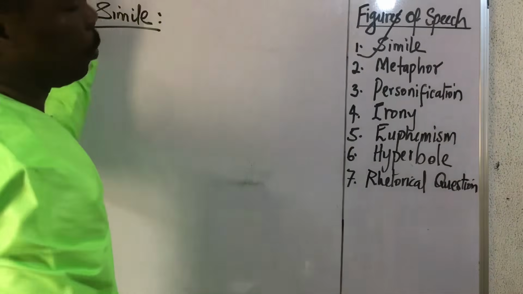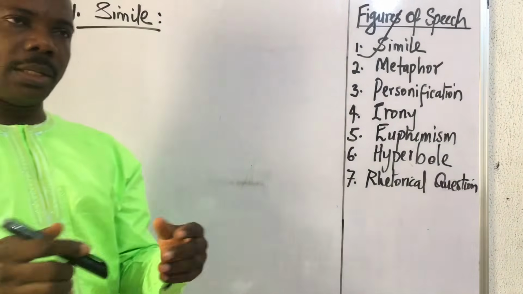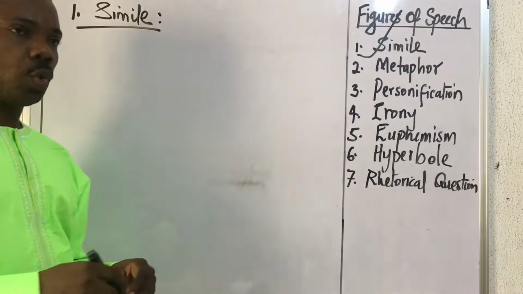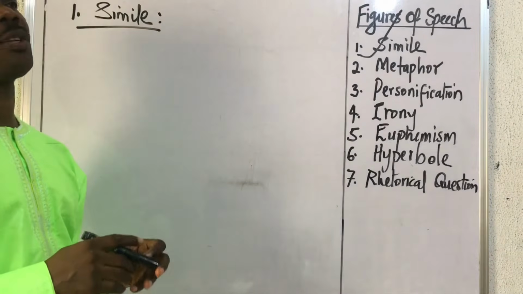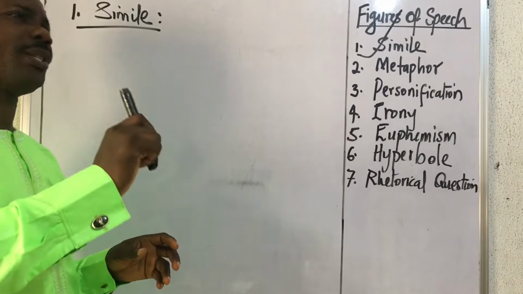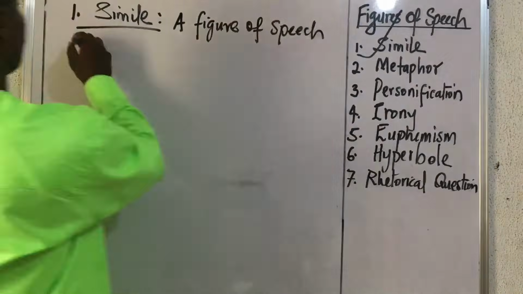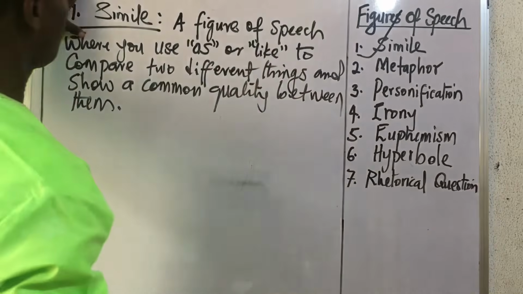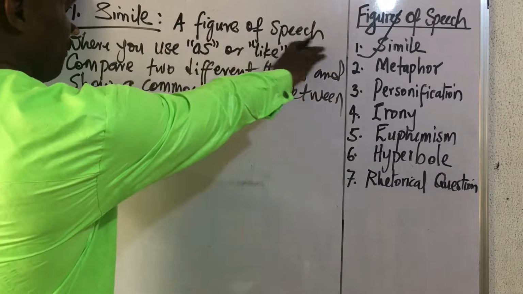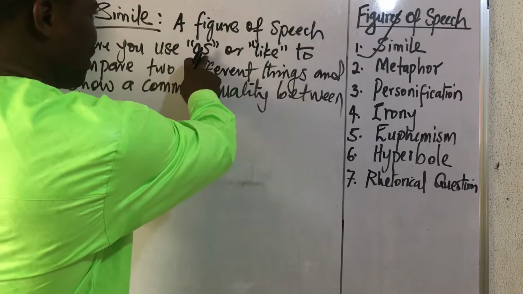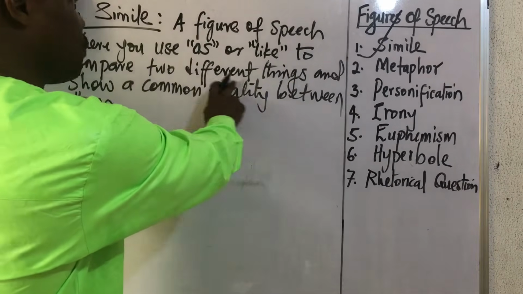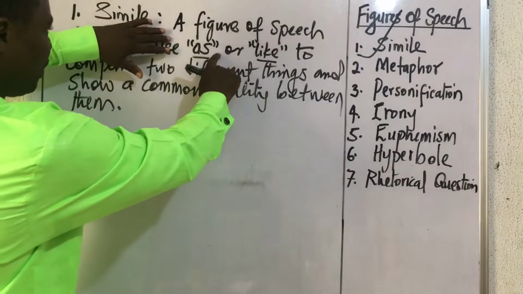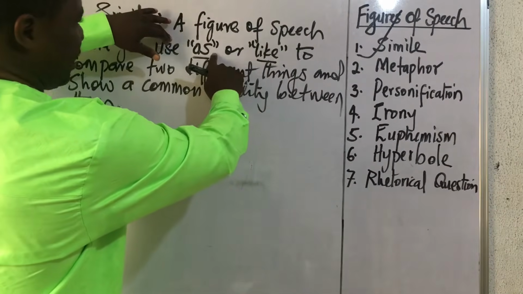Simile. What is simile? Simile is a figure of speech where you use as or like to compare two different things and show a common quality between them. Please take note of words like as and like.